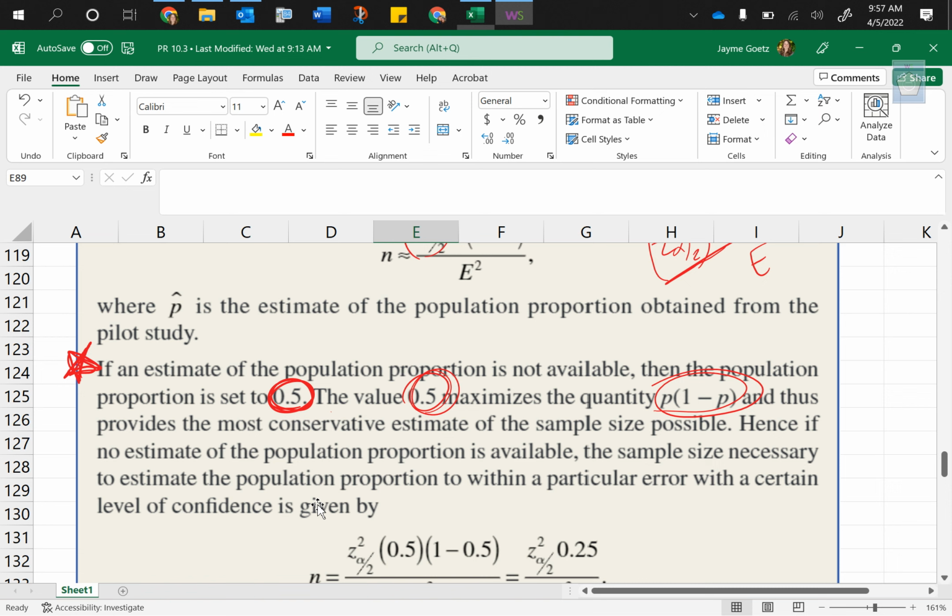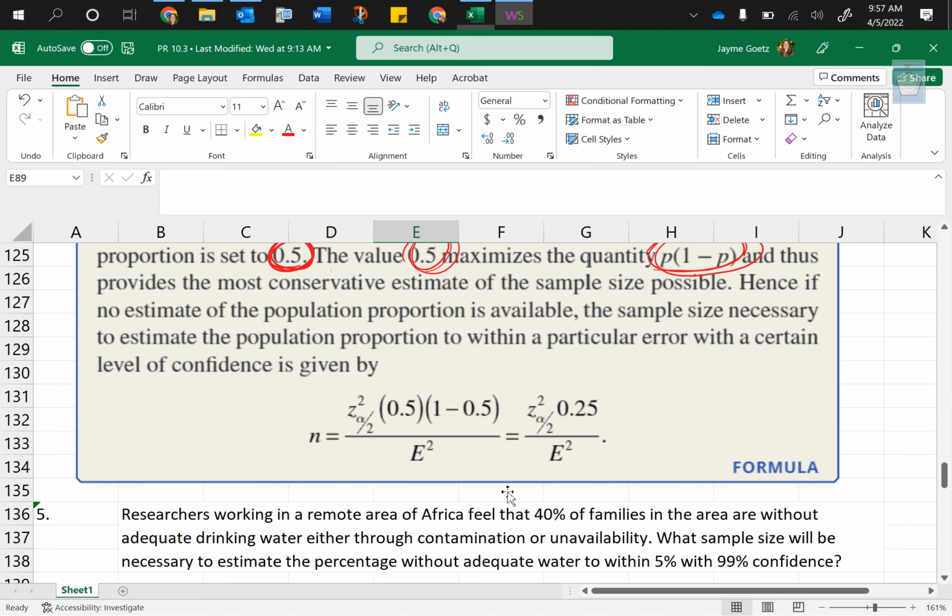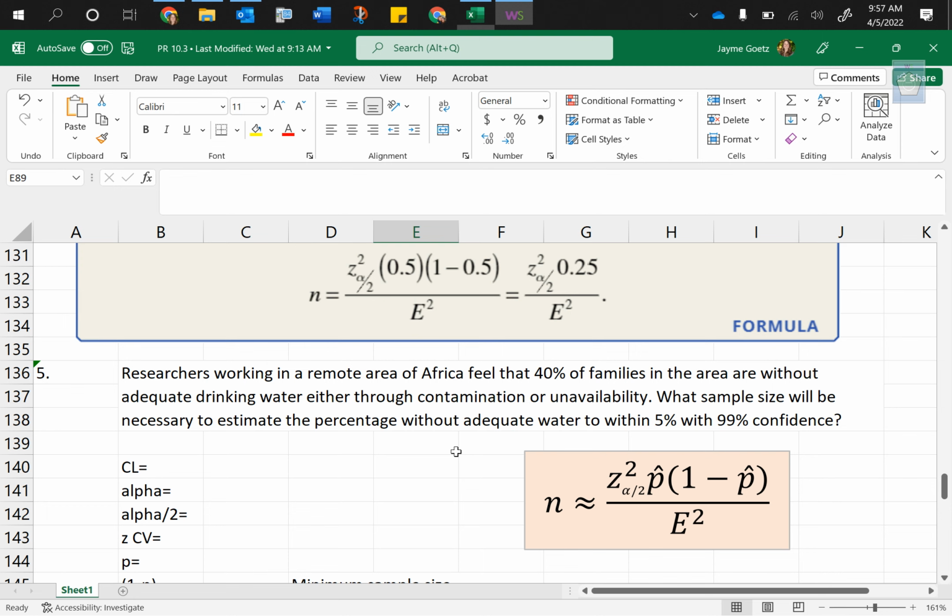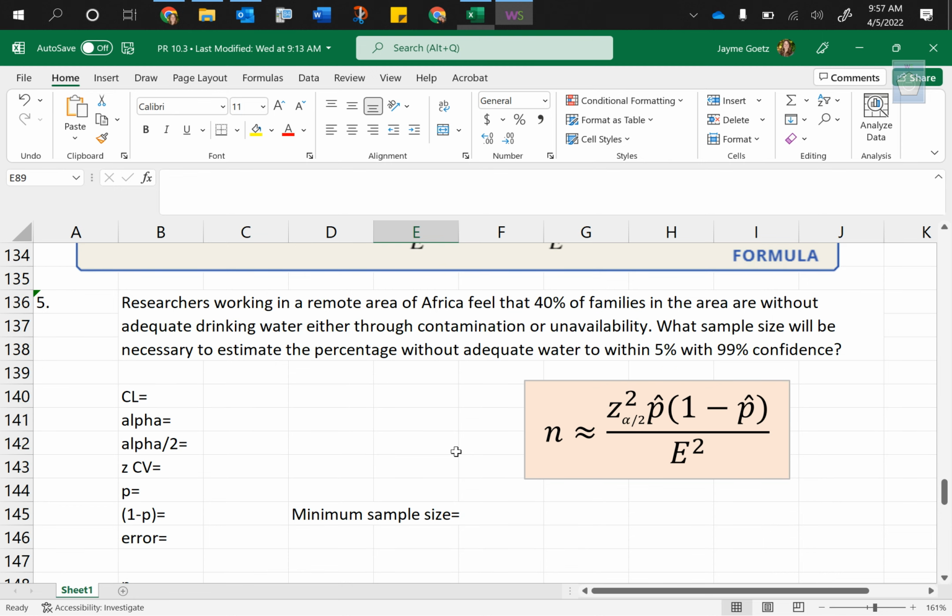Hence, if no estimate of the population proportion is available, the sample size necessary to estimate the population proportion to within a particular error with a certain level of confidence is given by this formula. You don't need to worry about that because we're going to get some practice with it. So let's look at number 5.